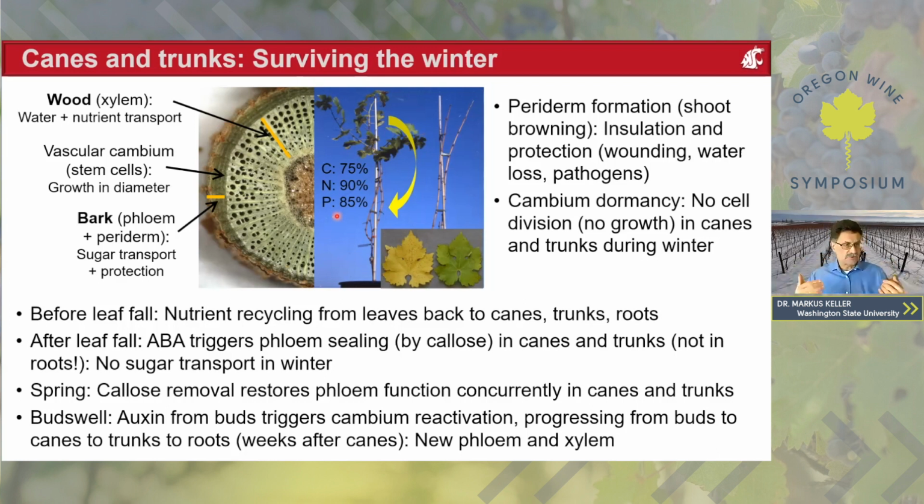So those nutrients are now back, and within a few days, there is abscisic acid, ABA, the dormancy hormone, being produced by the plant, and ABA triggers sealing of the phloem. It triggers production of a carbohydrate compound called callose, and that callose seals the phloem. So that phloem flow stops in the canes and the trunk.